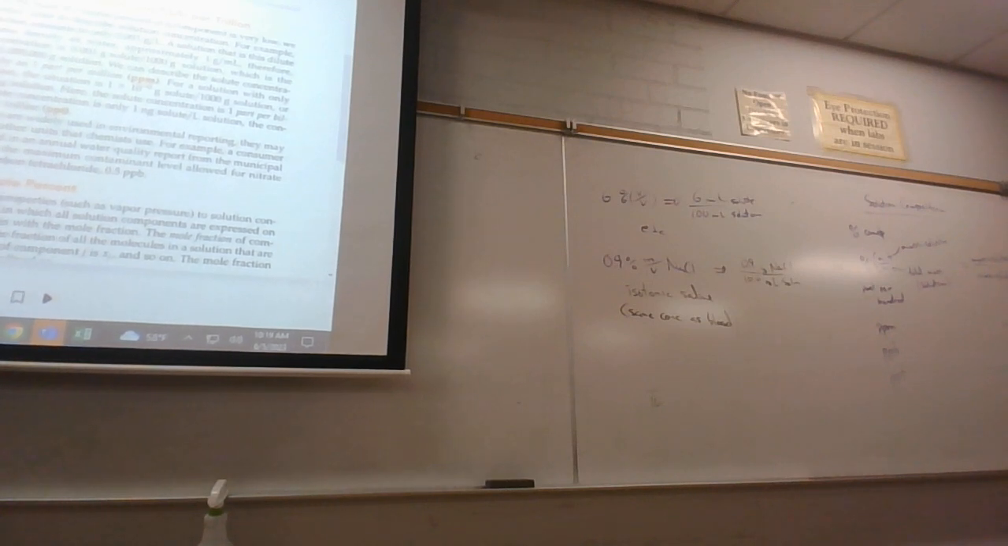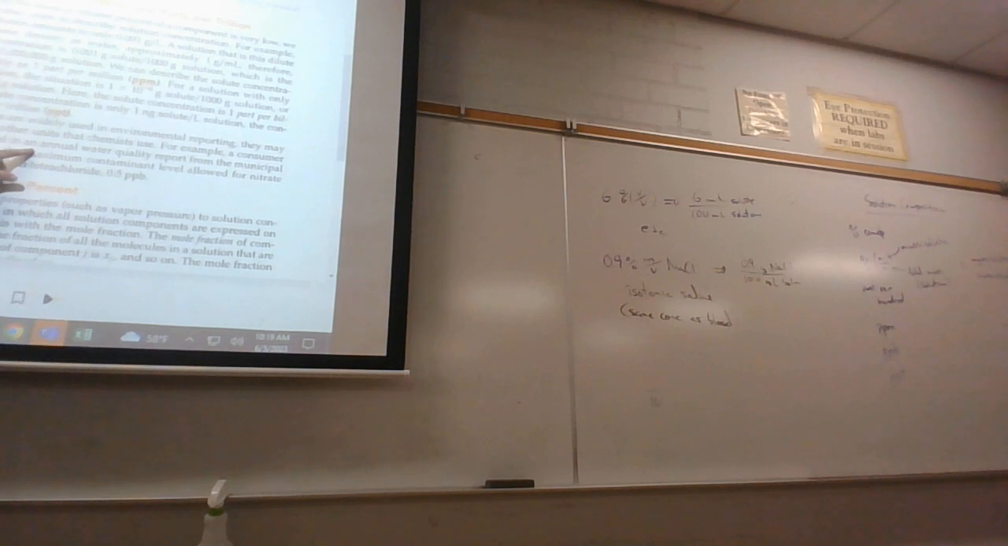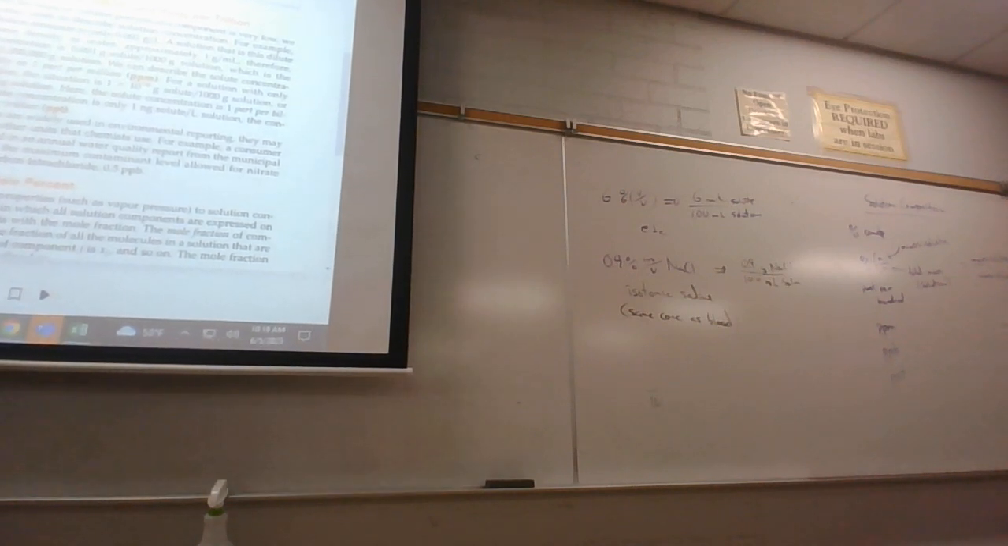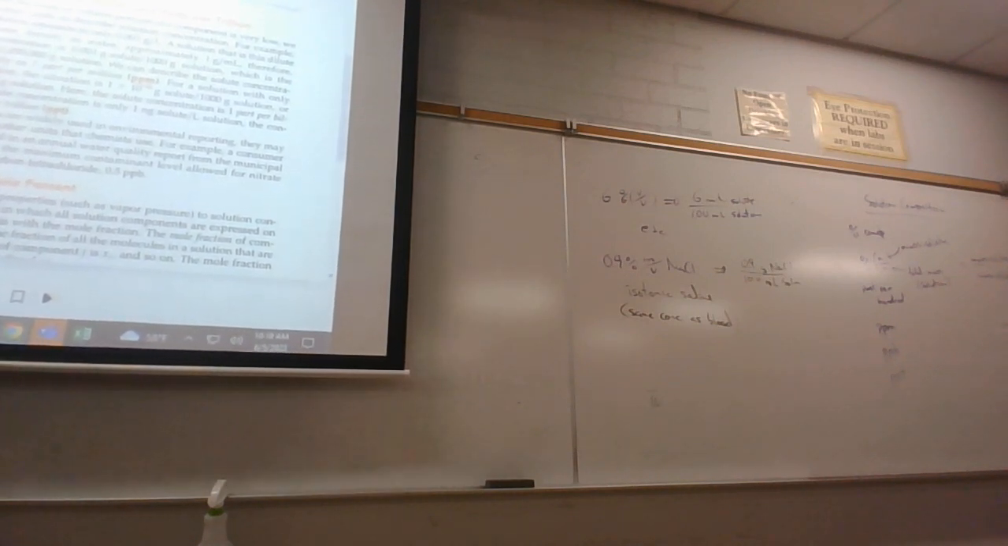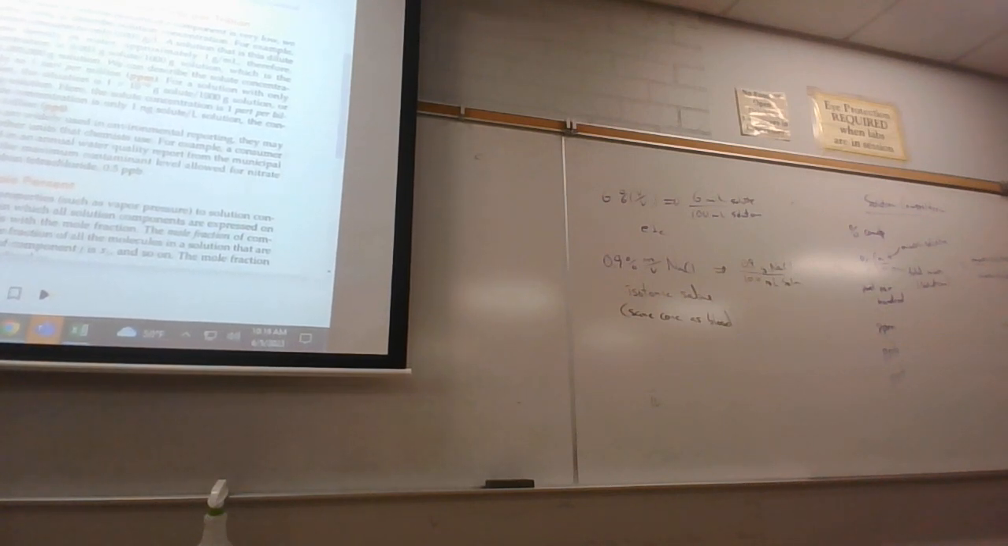Let's see, because these terms are widely used in environmental reporting, they may be more familiar than other units that chemists use. For example, a consumer in California might read in an annual water quality report from the municipal water department that the maximum contaminant level allowed for nitrate ion is 45 ppm, and for carbon tetrachloride is 0.5 ppb, parts per billion. So yeah, I usually read the water quality to see what kind of contaminants are in the water. However, this is another weird thing.